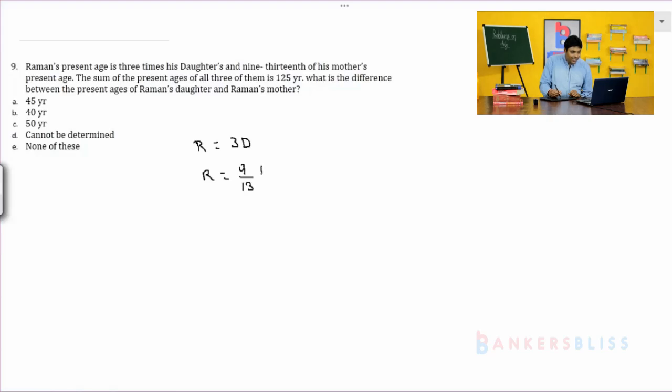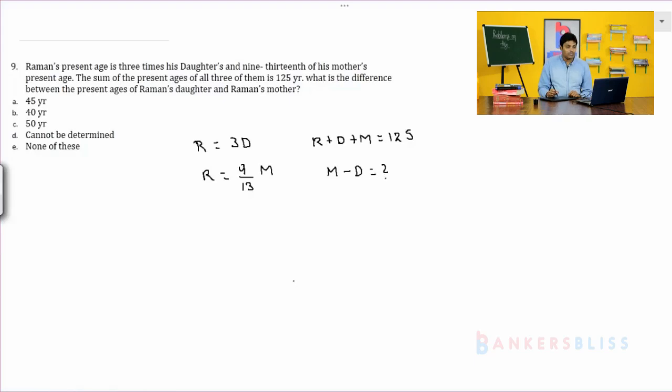9/13 of his mother's age. Okay, so now one more condition they have given. The condition is Raman plus daughter plus mother is equal to 125. So we have to calculate the difference between Raman's daughter and Raman's mother. So mother minus daughter we have to calculate.